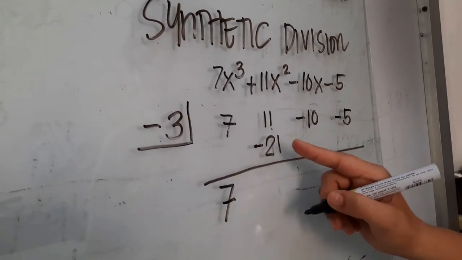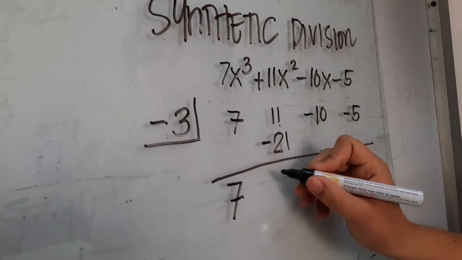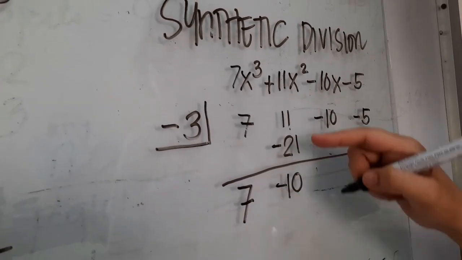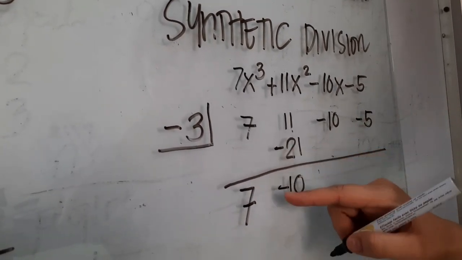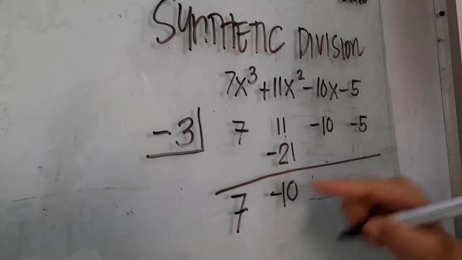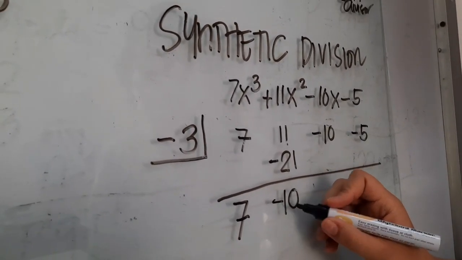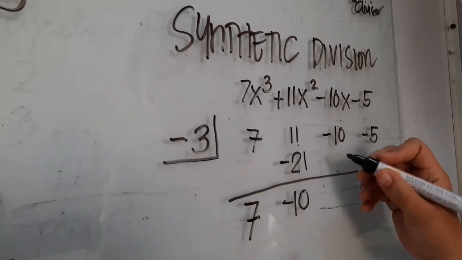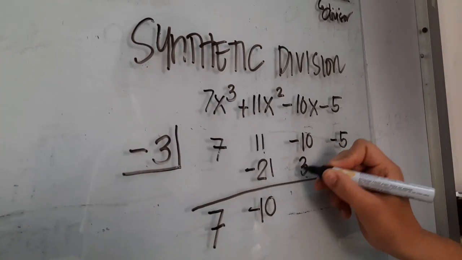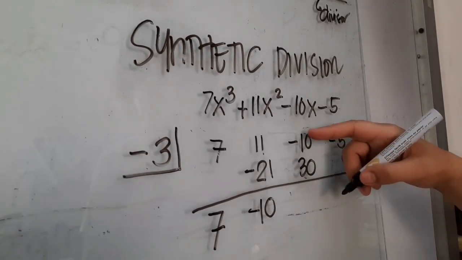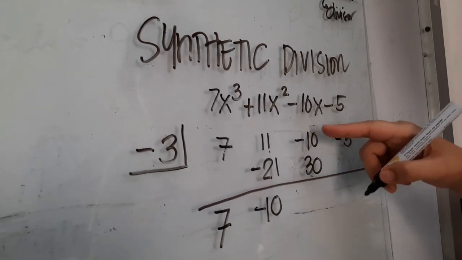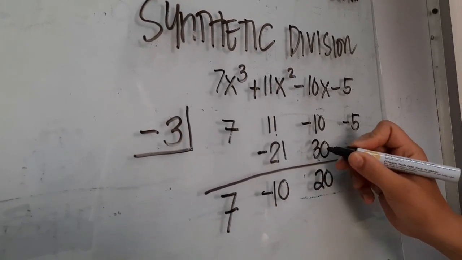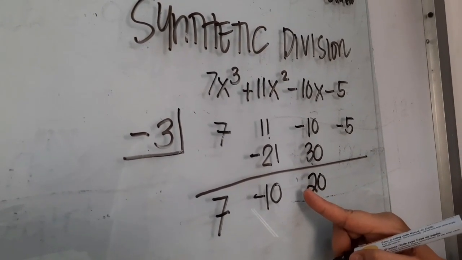11 plus negative 21, dili man parihag sign, so our answer is negative 10. Nganong negative? Kay mas dako si 21, so ang iyang sign ang ato i-follow. The same step, negative 10 multiplied again by the divisor. Negative 10 times negative 3, we'll get our answer, which is positive 30. And then, add negative 10 plus 30, dili parihag sign na pod. Since dako ang 30, so our sign is positive.